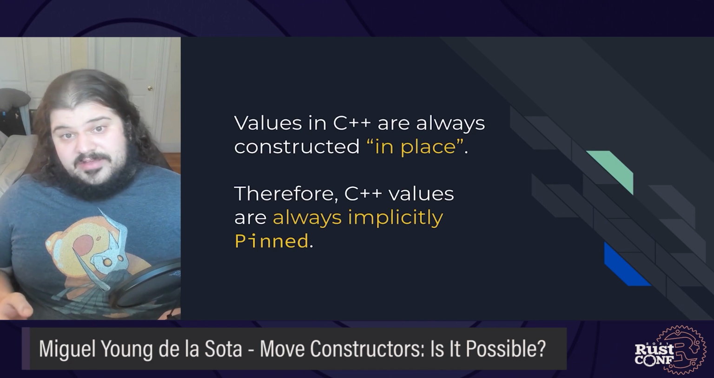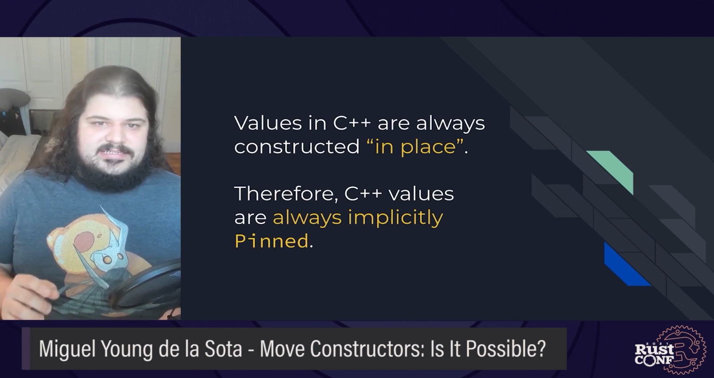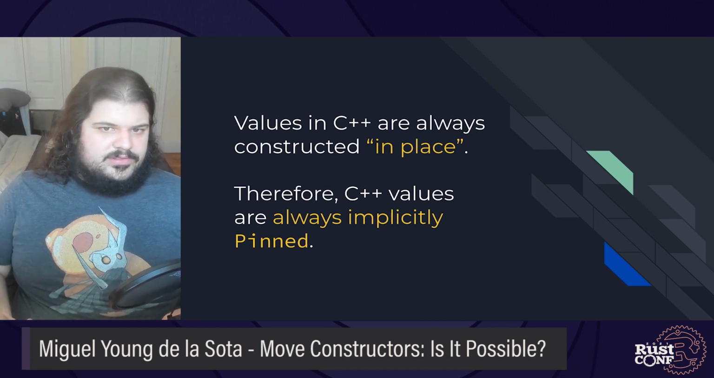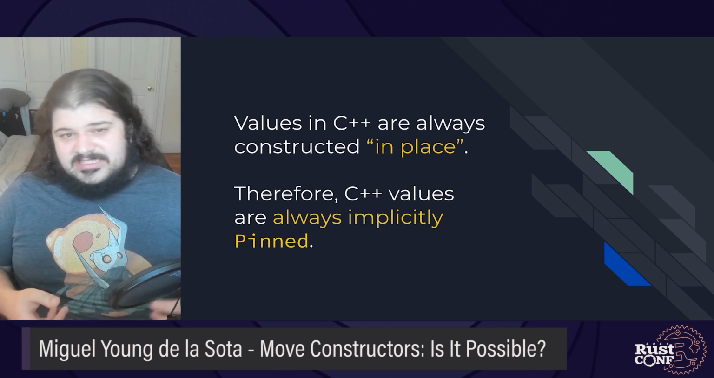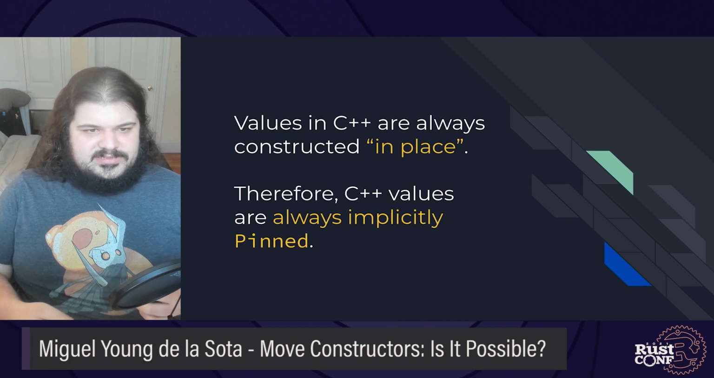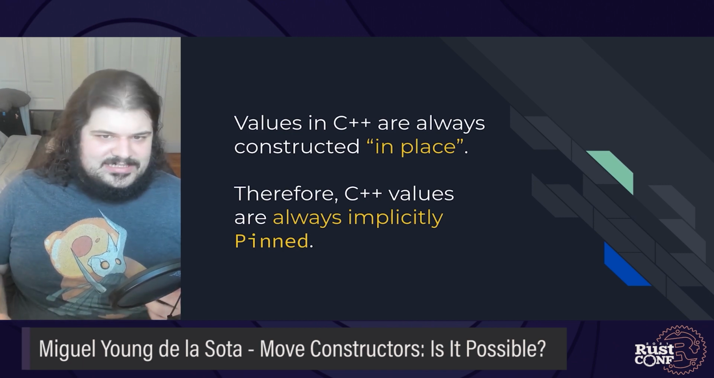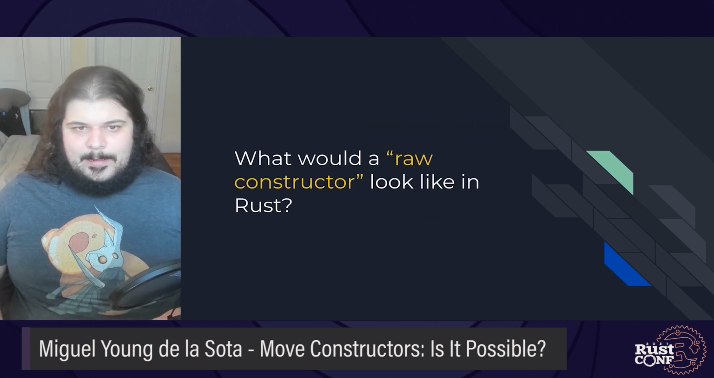In C++, all values get constructed in place. That is, space is allocated before the constructor runs. As a result, C++ values are always implicitly pinned. They always know their address. They're all address sensitive unless you say otherwise.